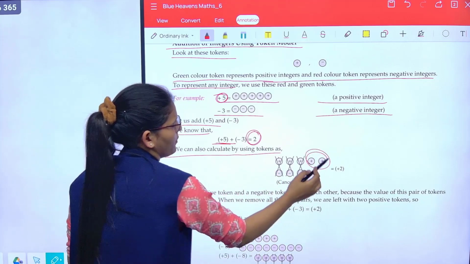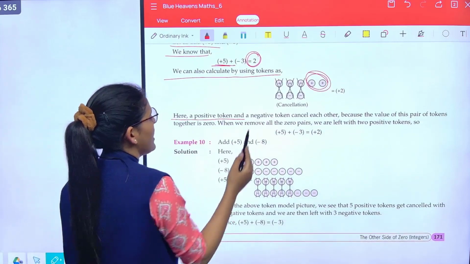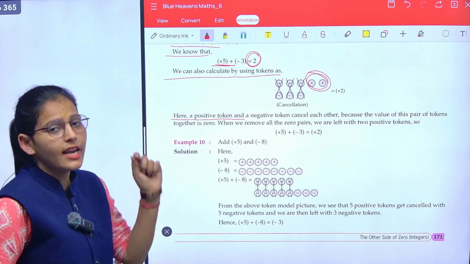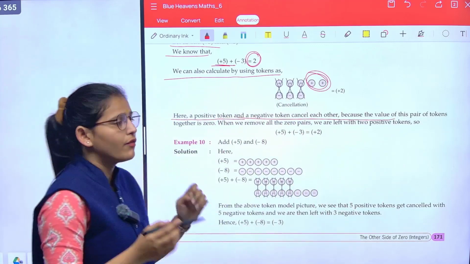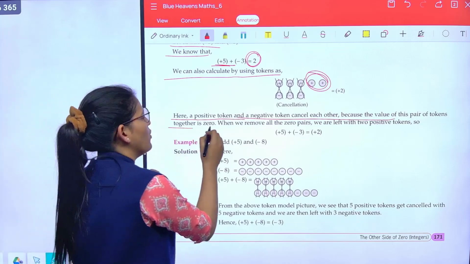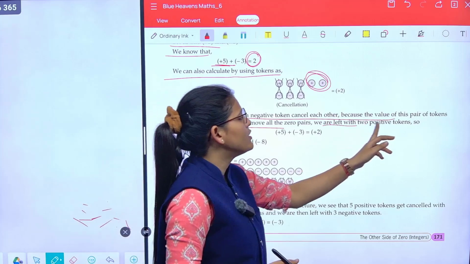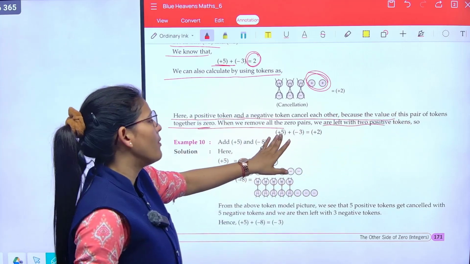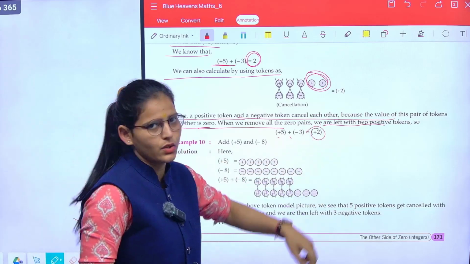So plus 2. We did the process of cancellation here. Here a positive token and a negative token cancel each other because the value of this pair of tokens together is 0. And if we remove all the 0 pairs, we are left with 2 positive tokens. So plus 5 plus minus 3 is equal to plus 2.